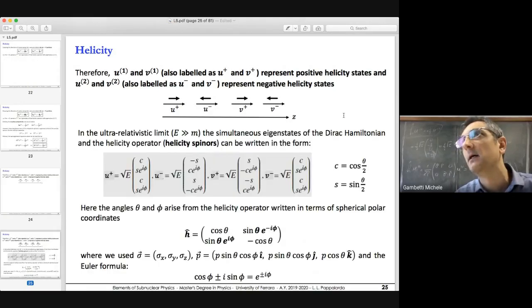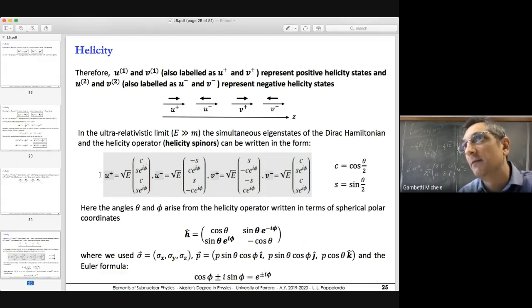Now, let's consider the ultra-relativistic limit, where the energy is much greater than the mass, so we can, in fact, neglect the mass of our fermions. Then the simultaneous eigenstates of the Dirac Hamiltonian and the helicity operator, which we will call the helicity spinors, can be written in this explicit form.